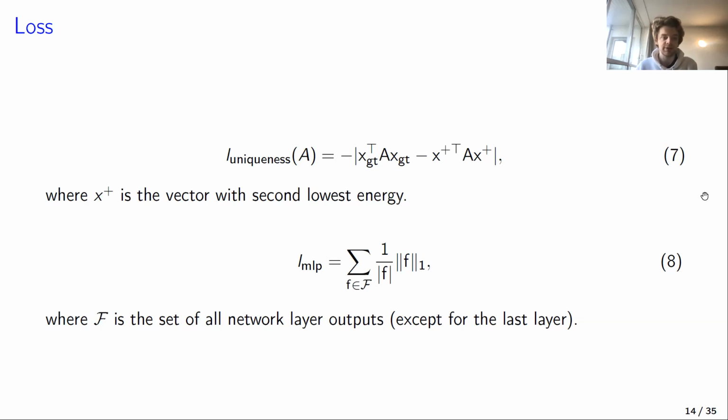Last but not least, we also have an MLP loss. This is basically just a regularizer for our network. Here we just take the L1 matrix norm, or the L1 loss, of all of the output features of the network, and this regularizes our training and also increases the sparsity, which helps us to create a more sparse A, which then also helps us to better embed it onto our quantum annealer.